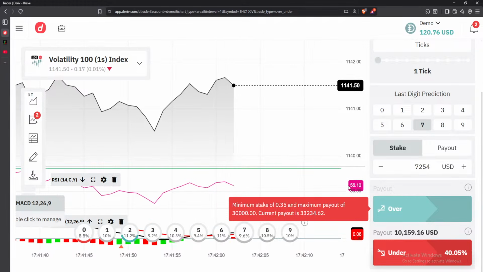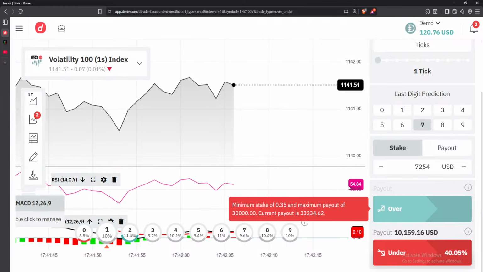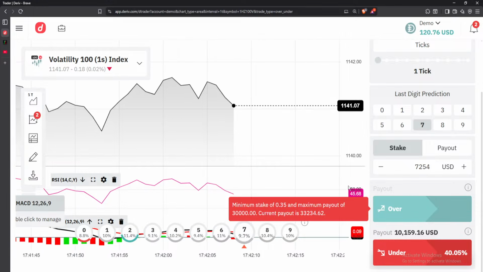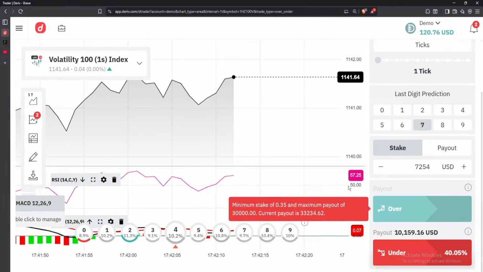Over 2 and under 7 are basically opposite versions of each other, but they basically operate on the same principles and on the same rules. 7, 8, and 9 below 10%. 9 below 9.5%.